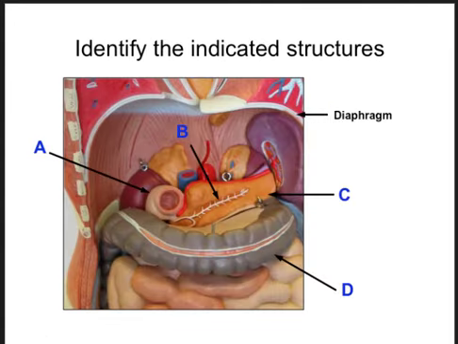Okay, next question. Identify the indicated structures. A is pointing to the duodenum. B is pointing to the pancreatic duct. C is pointing to the tail of the pancreas. Okay, tail of the pancreas.